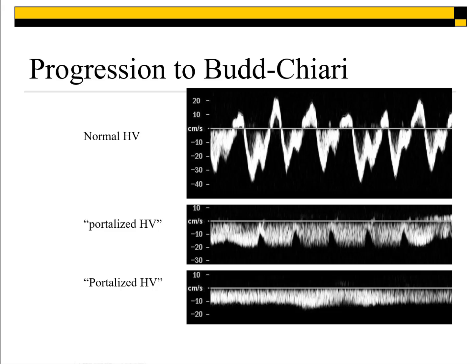So here's our progression of Budd-Chiari as it gets worse. We have our ASVD pattern, completely normal. As you can see, it starts becoming portalized here, then monophasic, and in its most severe cases, it's just going to look like a continuous monophasic waveform in the progression of Budd-Chiari syndrome.